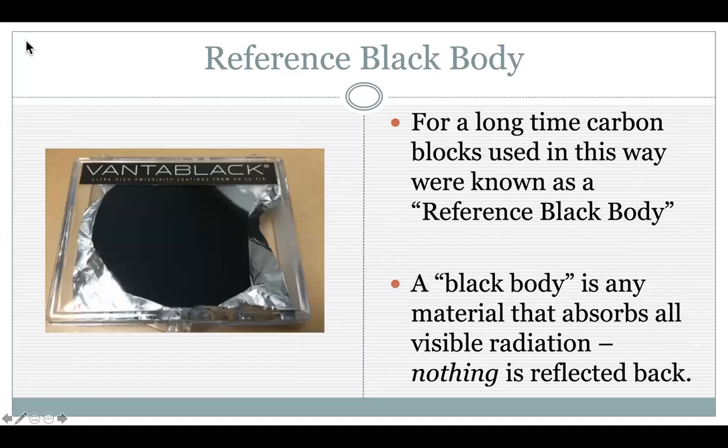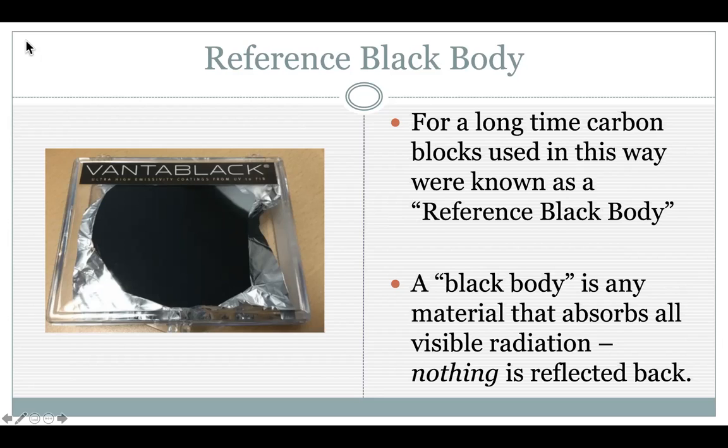In fact, reference black bodies, which is the technical term for that piece of carbon, are now what replace that carbon. So carbon blocks were used to calibrate color temperature for ages and ages. And then as technology improved, we now have artificial ways to have what's called a reference black body. I show here, for example, a piece of Vanta black fabric. This fabric is the least reflective fabric that has ever been invented and can be used as a way to calibrate color temperature nowadays.